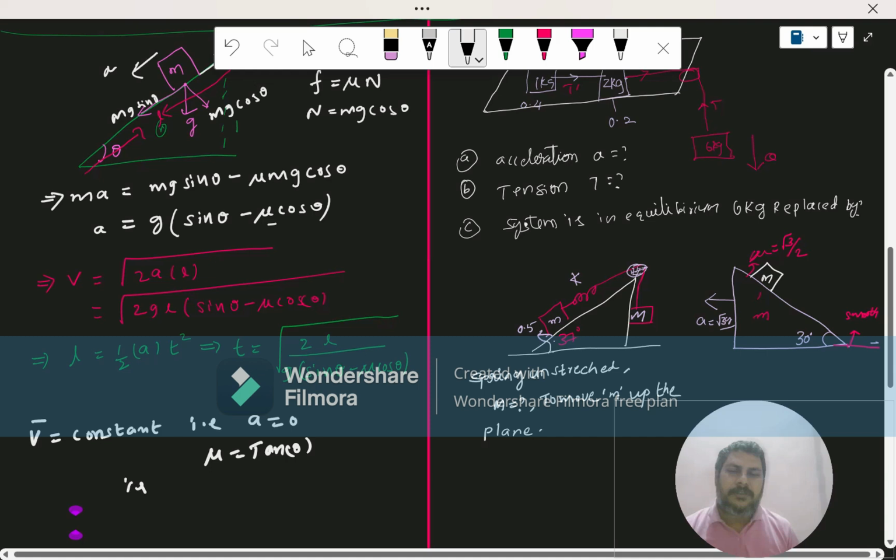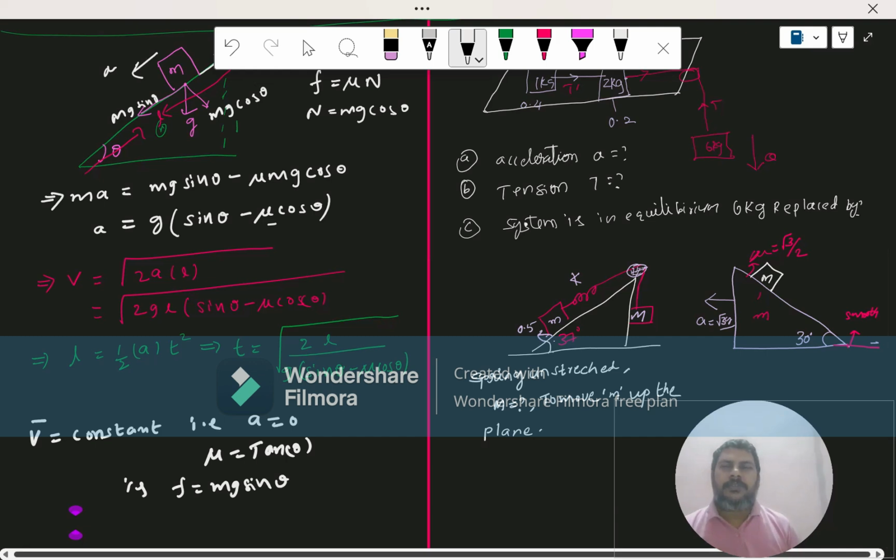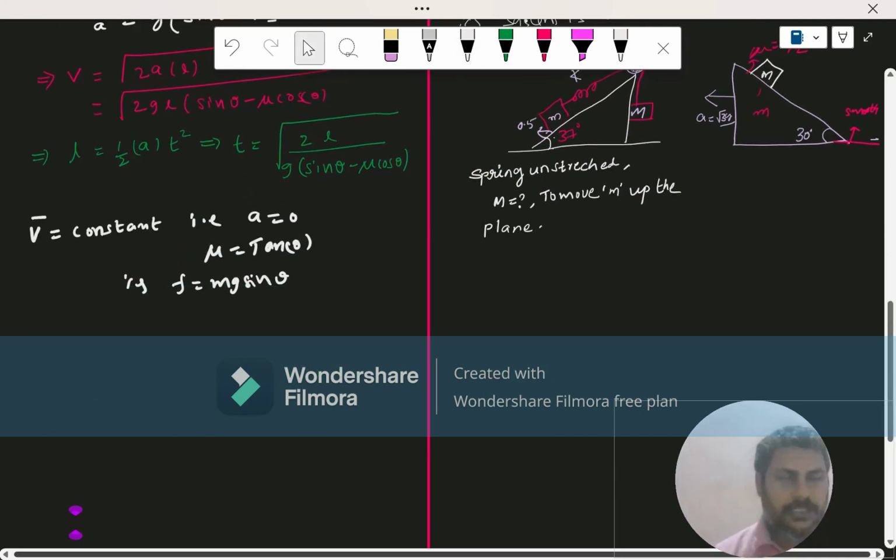That means friction is equal to mg sin theta. So here how much velocity is there? The same velocity will continue. And here the time taken to reach the ground: in this case, velocity is constant, acceleration is 0.